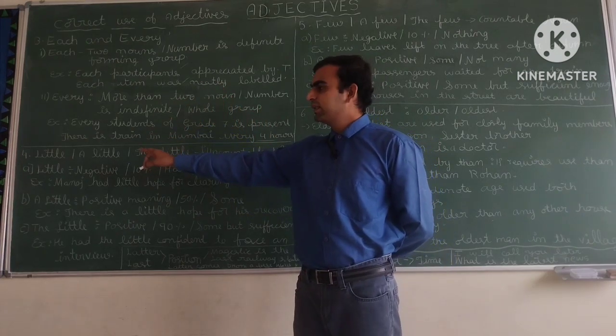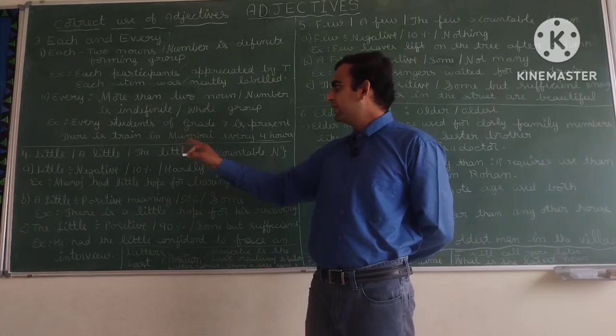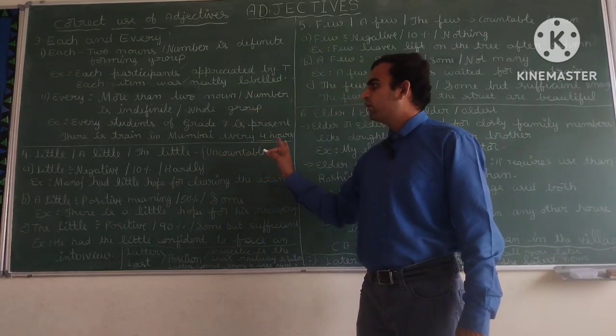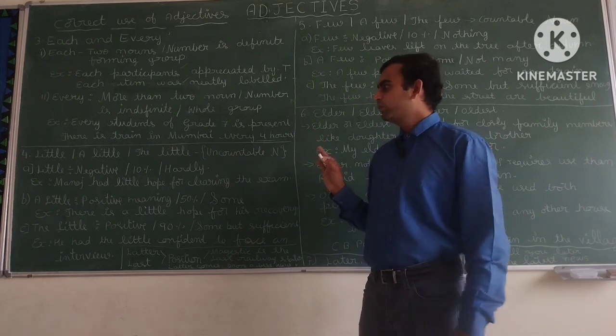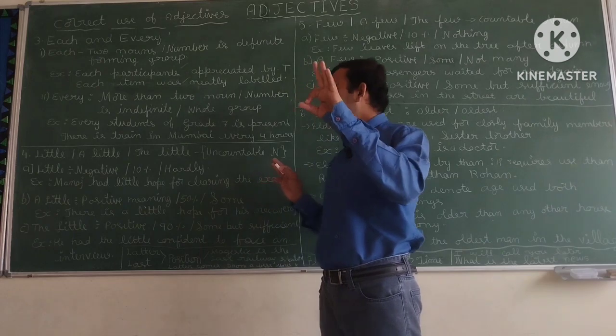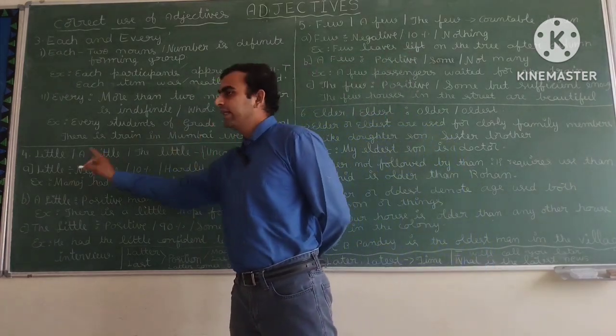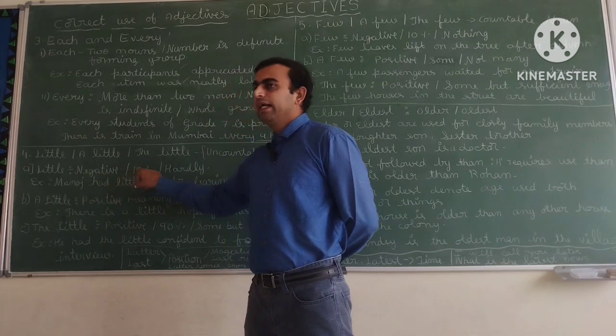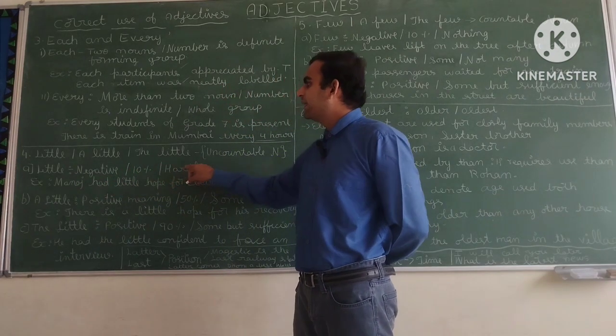Next, fourth one: little, a little, the little. Little we use for uncountable noun. There are three littles: one is little, a little, the little. Little, just little, gives a negative meaning. It is 10% or hardly.